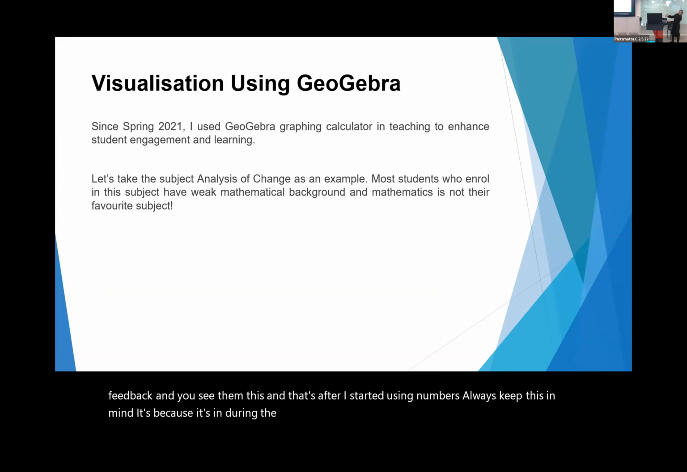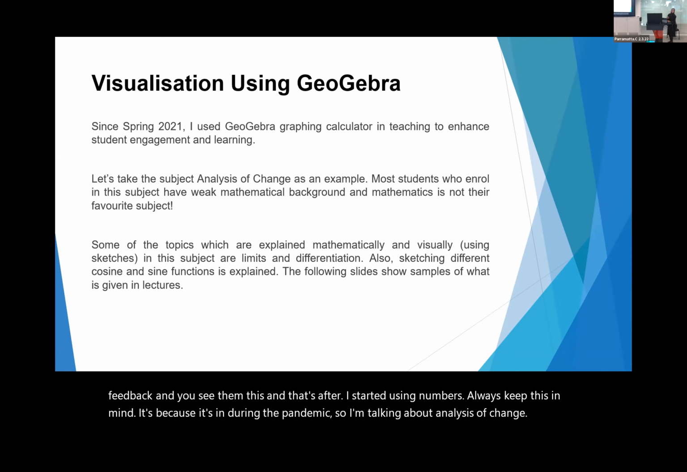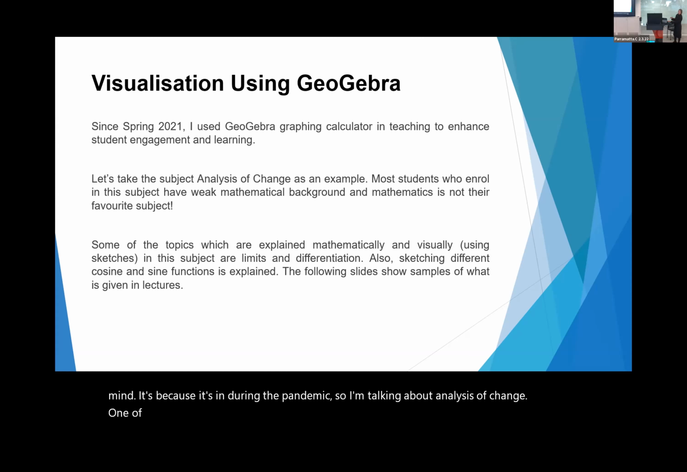I always keep this in mind, yes, because it's during the pandemic. So I'm talking about analysis of change, one of the lowest units that I teach, or one of the lowest units of mathematics that you can see.